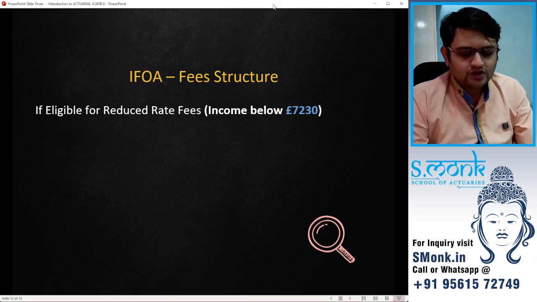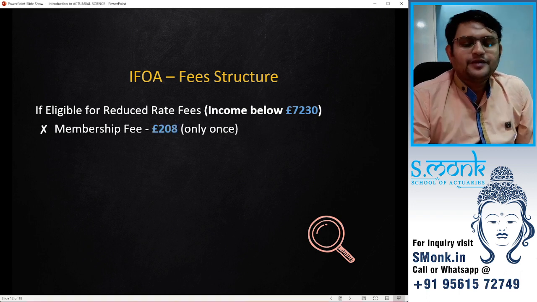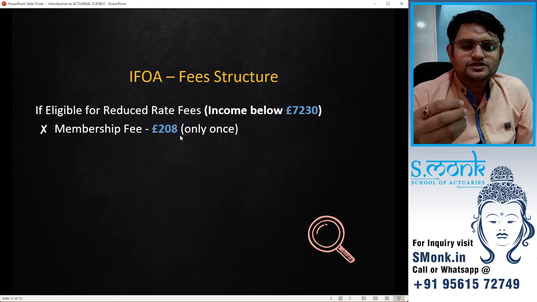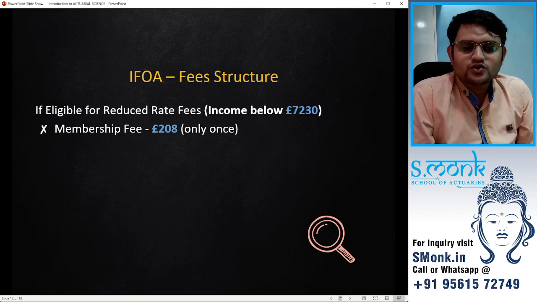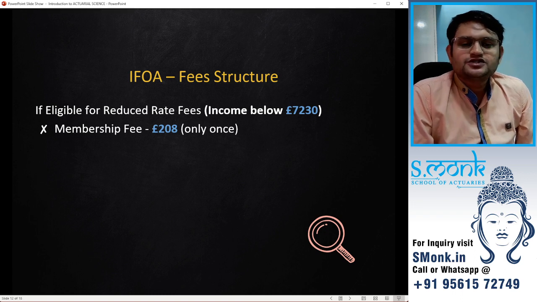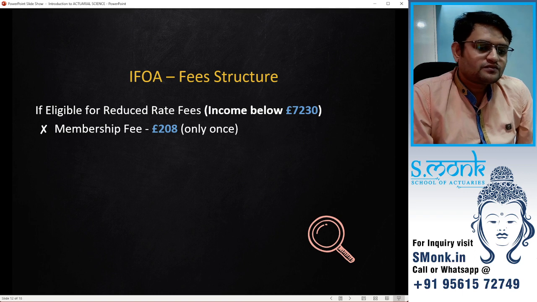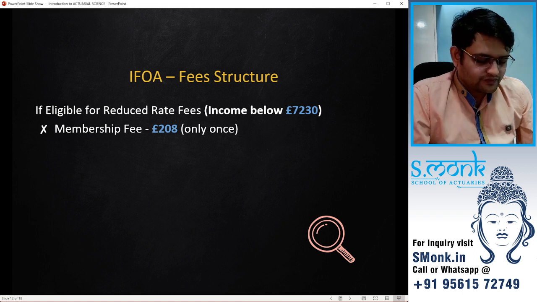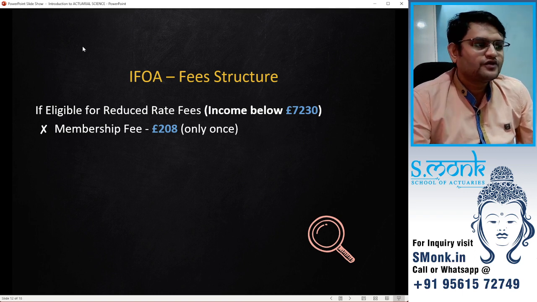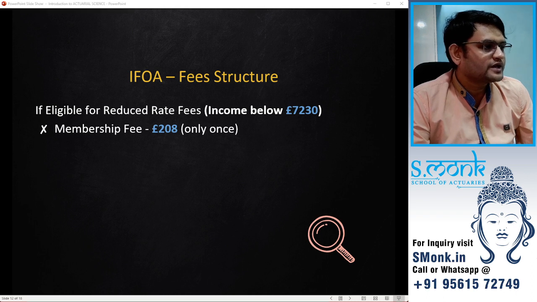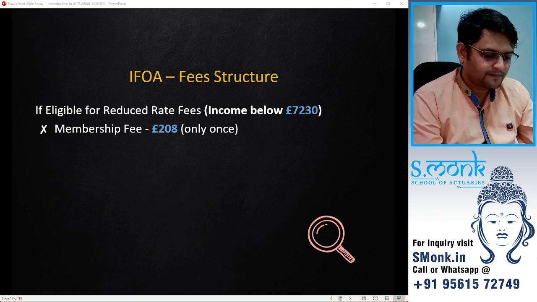Okay, so now what are the fees? Membership fees is 208 pounds. Now all of these fees I am talking about in pounds. Approximately just put 2 zeros, that is usually the fees, because the conversion rate is almost 100. I'll just check right now.